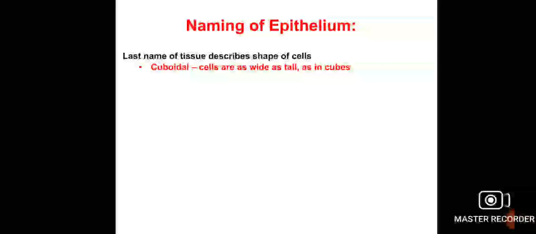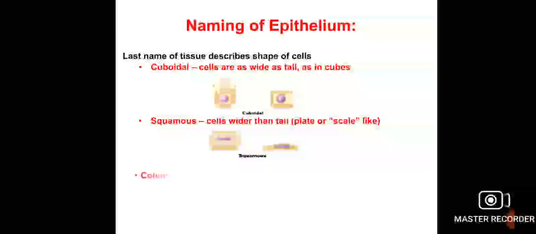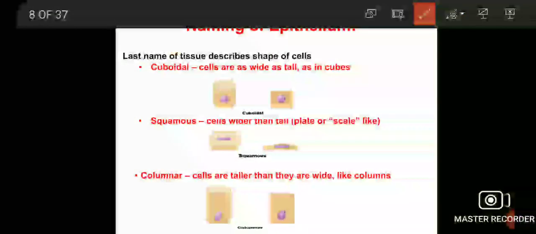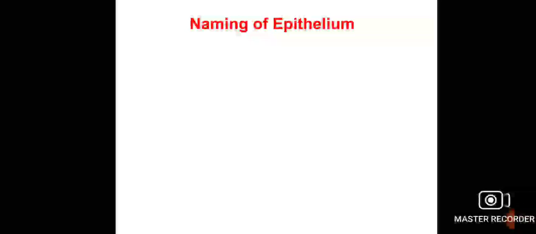So the cells can be cuboidal, they can be squamous, or they can be columnar. For example, if I say that the epithelium is simple cuboidal, simple means single and cuboidal means cube-shaped cells. So this is the epithelium which has a single layer of cuboidal cells. Simple squamous means a single layer of squamous-shaped cells. Simple columnar means a single layer of columnar cells.